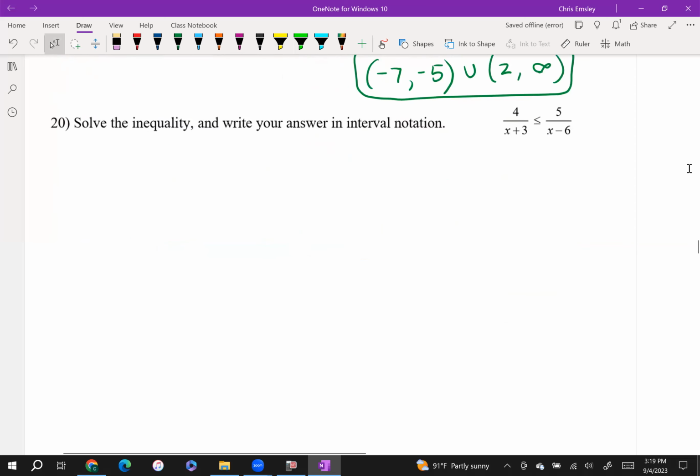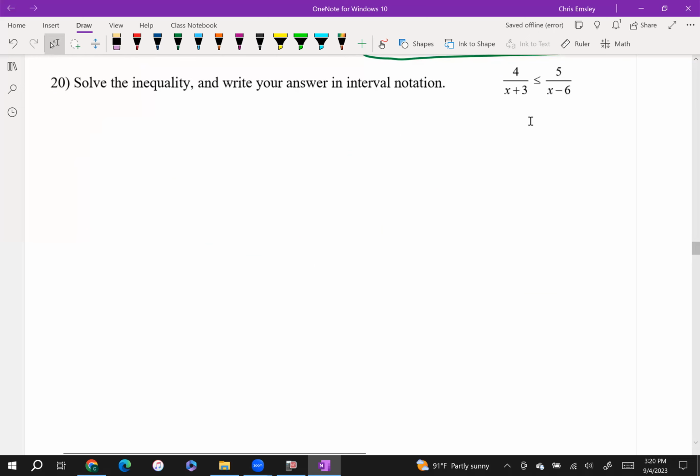One more of these, another rational inequality. This one takes a little more setup before we're ready to start solving the inequality because, like I mentioned, we have to have one side of this inequality equal to 0. And then on the other side, we need to make sure we have a single fraction. So first thing I'm going to do, I'm going to start out by subtracting that 5 over x minus 6 so that everything's on one side of our inequality.